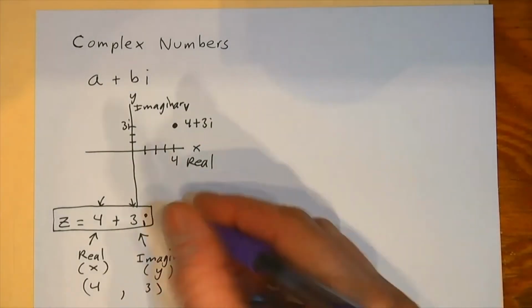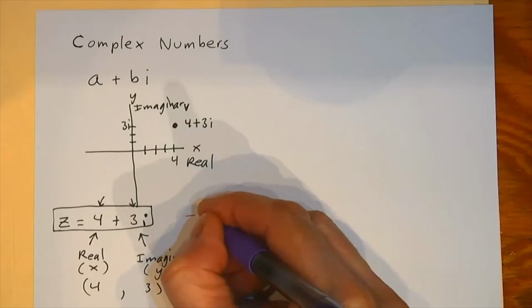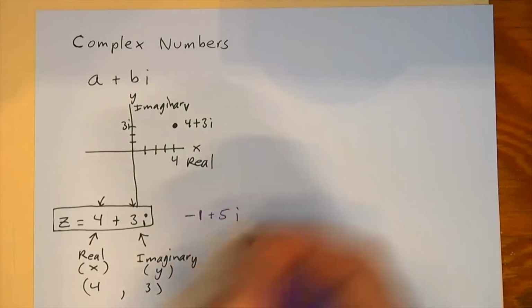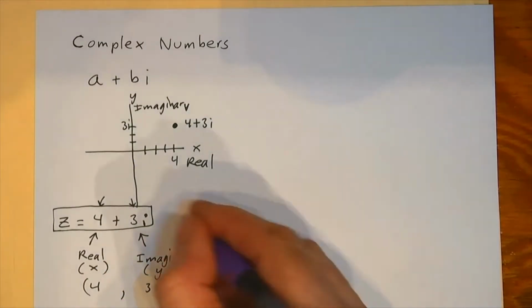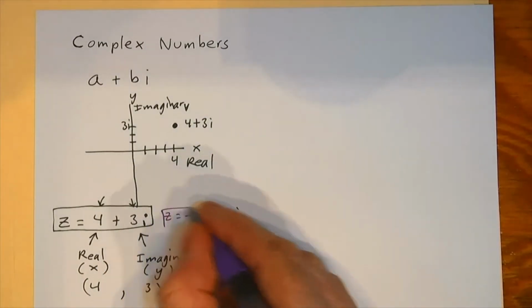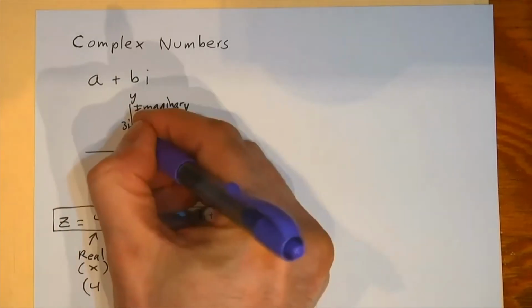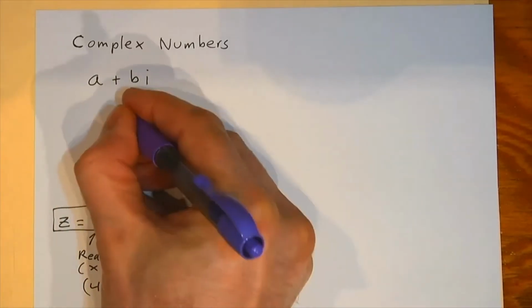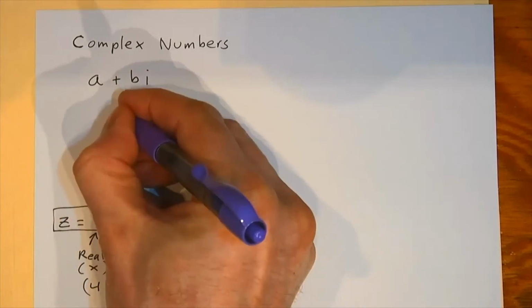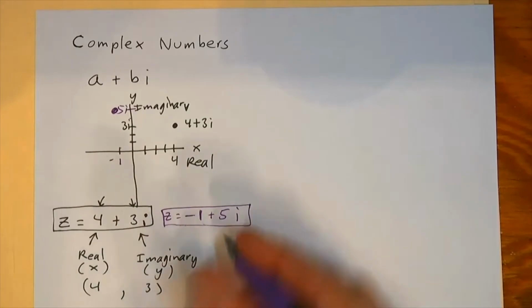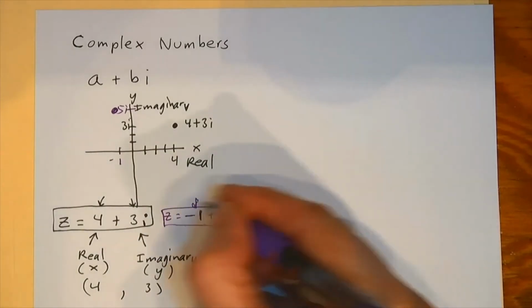So here's one more. How about I do negative 1 plus 5i. Okay, let's call him Z also. Negative 1 plus 5i. So you would go negative 1, and then up 5, 1, 2, 3, 4, 5. Negative 1, up 5, and put your dot. So there's negative 1 plus 5i. Just think of that as the X and that as the Y.